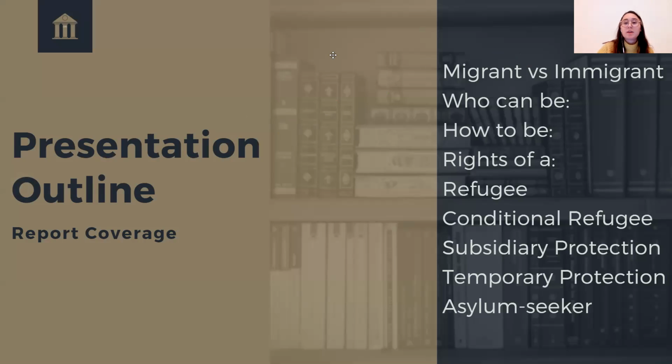I will be defining what a migrant is, what an immigrant is, and what the differentiation between them is. And I will be trying to define, from the starting point, who can be, how one can be, and the rights of a refugee, conditional refugee, subsidiary protection, temporary protection, and asylum seeker.